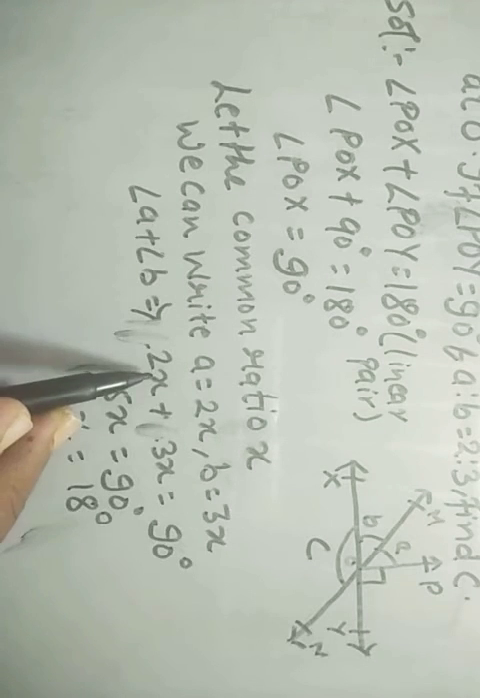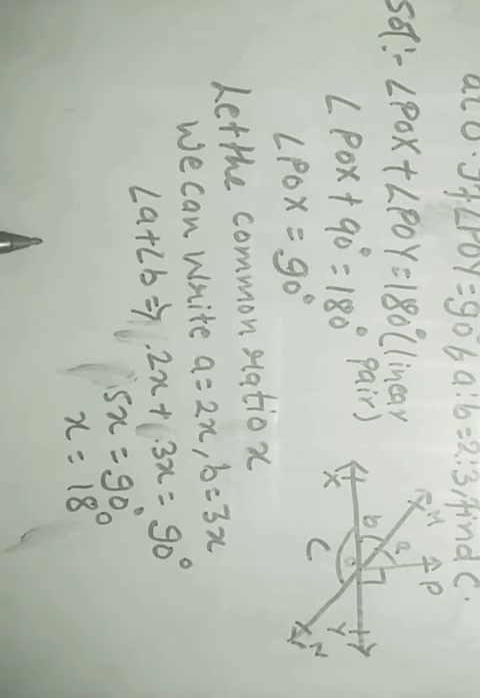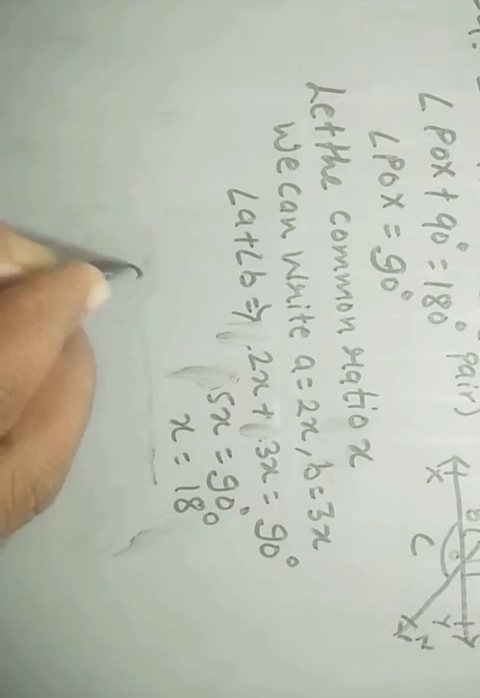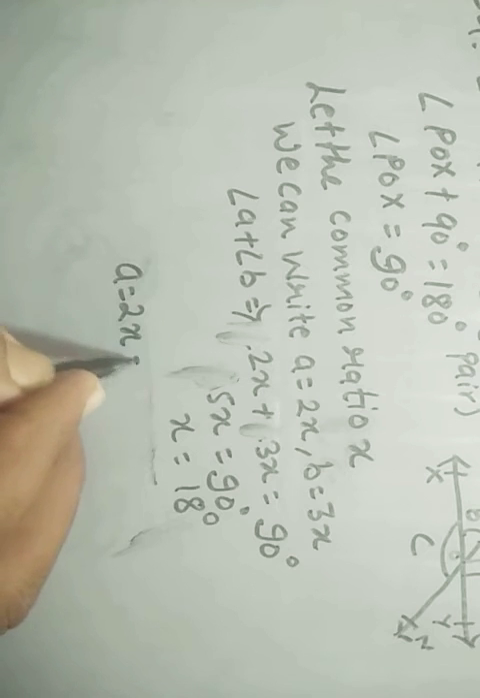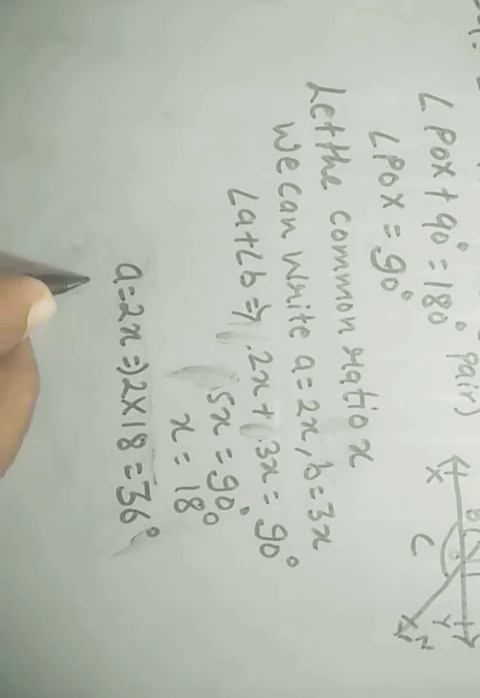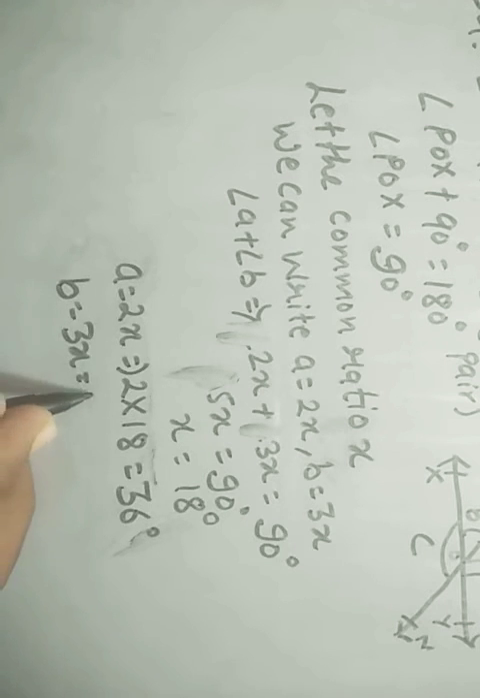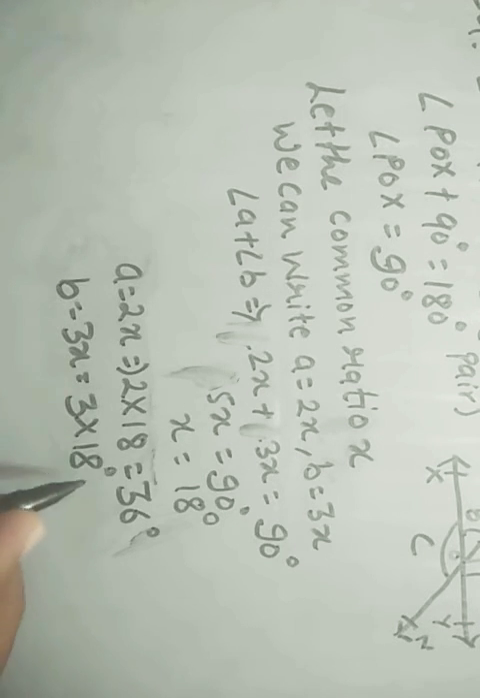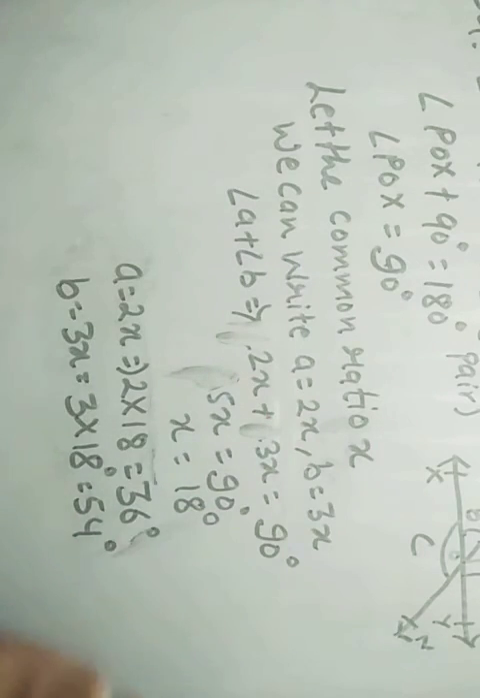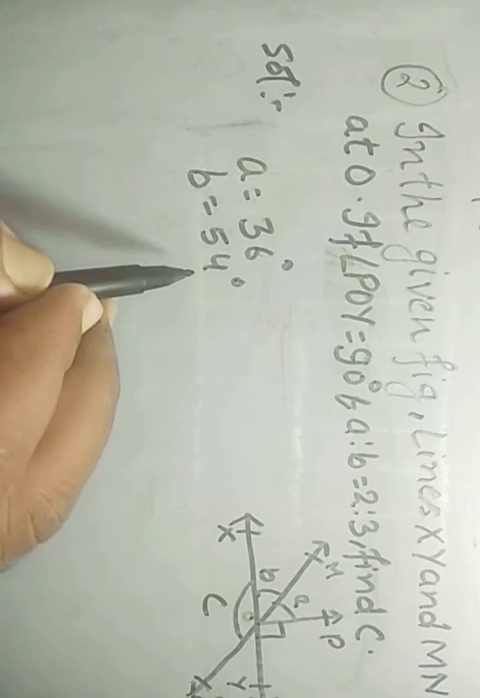We can put the value of x here. A is equal to 2x, so the value of A is 2 into 18, which is 36 degrees, and B is equal to 3x, so the value of B is 3 into 18, which is 54 degrees. To further solve this question, I'm going to erase this part, so please note it in your copy. We get A is equal to 36 degrees and B is equal to 54 degrees. We need to find angle C.